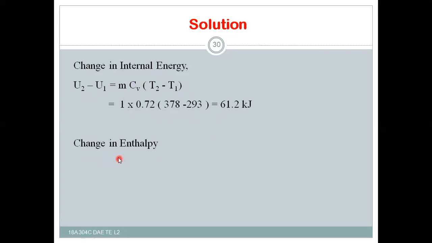Similarly, for the change in enthalpy, the formula is H2 minus H1 is equal to m Cp (T2 minus T1). The mass is known for us, Cp is known for us, T2 is known for us, T1 is known for us. After substitution, you will get 1 into 1.01 into (378 minus 293), which gives 85.85 kilojoules. So with this, we got the answers for change in internal energy and change in enthalpy.